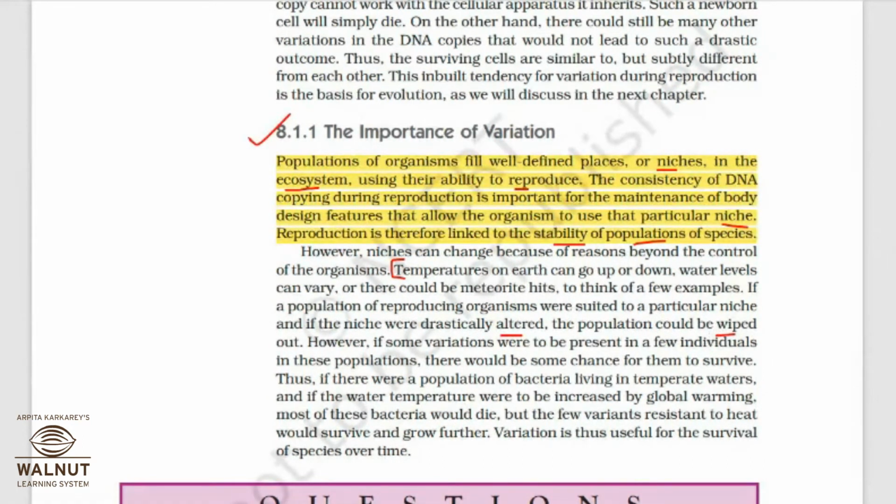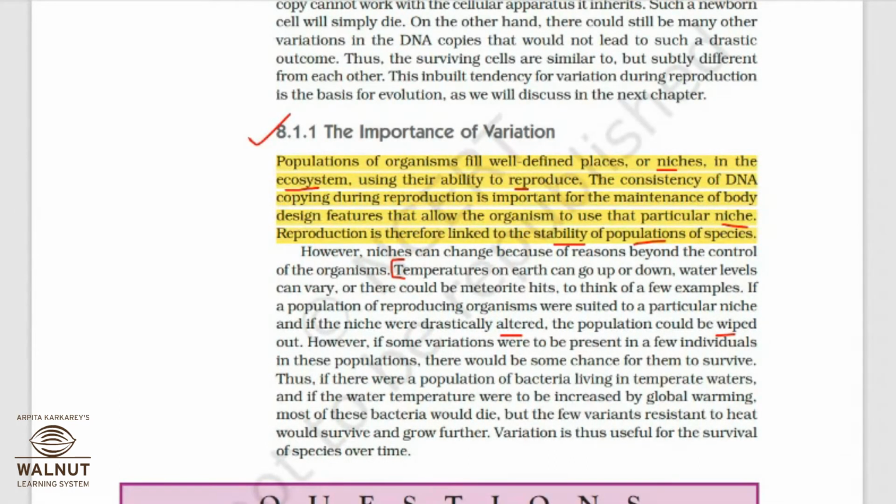It means if a particular population is living in an area where there is enough water and enough food for them, but if there is a landslide or some natural calamity in that particular place, most of the organisms of that particular species can die. Or now, acclimatization is different.